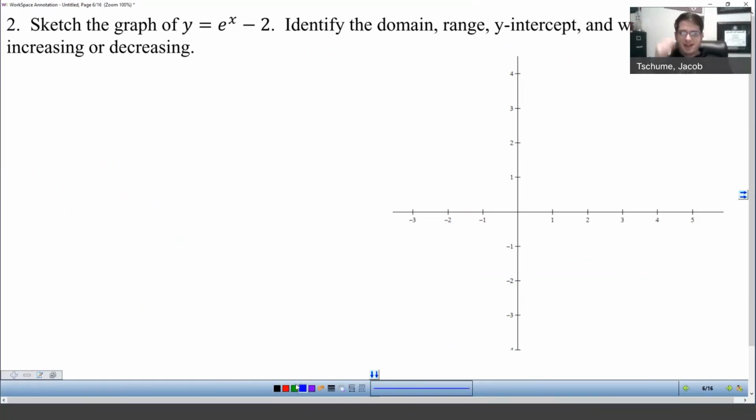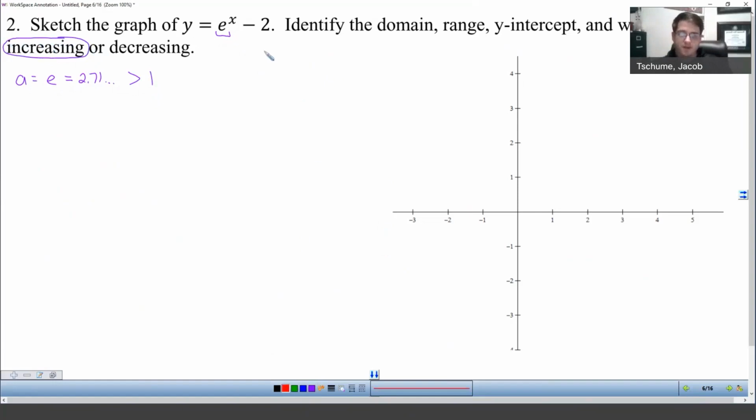So I'm going to do this in the exact same order we just talked about. So number one, the base of your exponent is e. So if e, which we know is about 2.71, that is obviously a number that is bigger than 1. So I automatically know that my graph is going to be increasing.